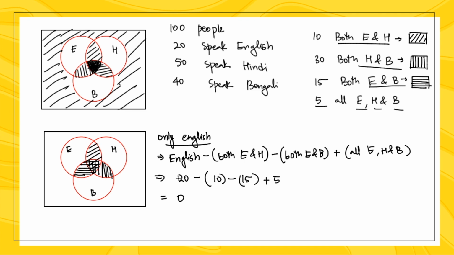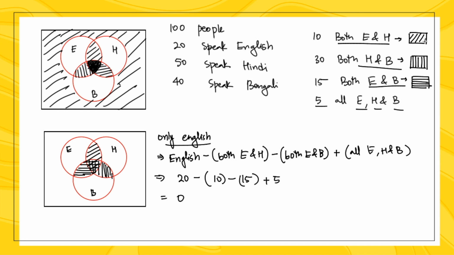Okay, you can do it. 20 minus 10 is 10. 10 minus 15 is minus 5. Plus 5 will be 0. Yes. So that means there is nobody who can speak only English. There is nobody over here who can speak only English. Right? So you have subtracted and you got your answer.